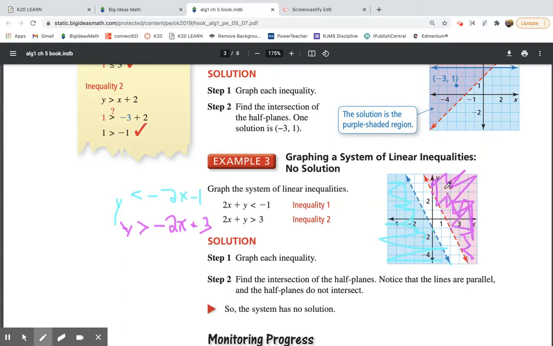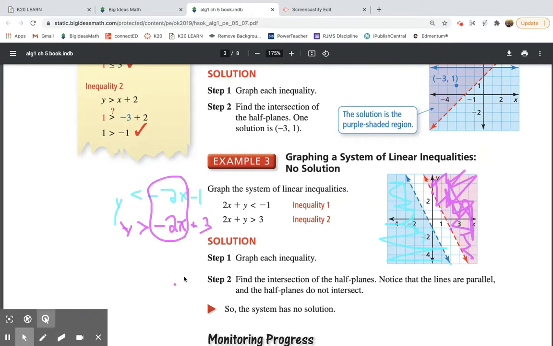Okay, so what I want to talk about, just because they're parallel, you still have to pay attention, because what if it had been in between? They could have had that as part of a solution. But since they're parallel and the shaded regions do not intersect, this answer would be no solution. And we know that they're parallel because the slopes are the exact same.